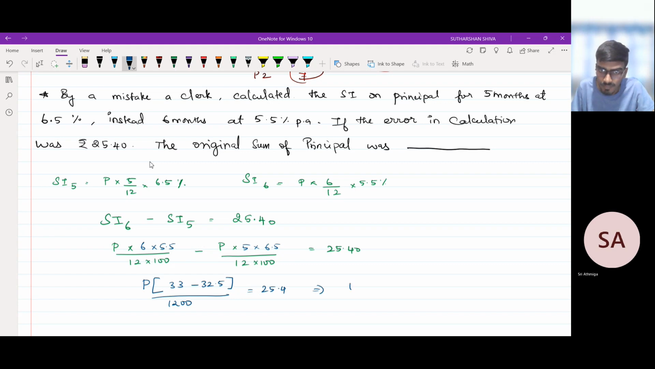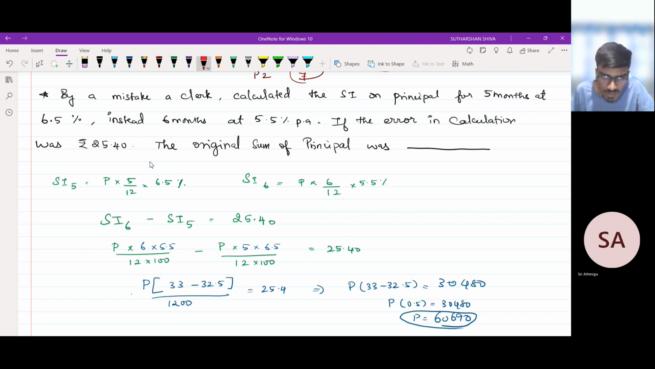In the next step, P into 33 minus 32.5 equals 25.4 multiplied by 1200. You will get 30,480. So P into 0.5 is equal to 30,480. So principal is equal to how much? 60,960.